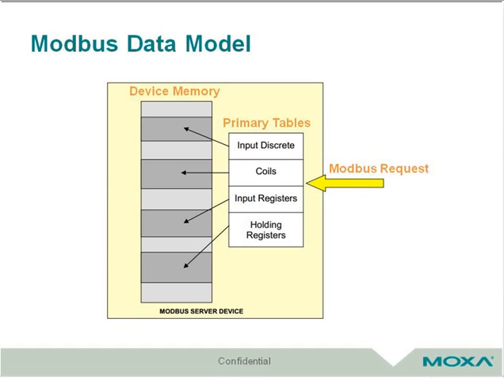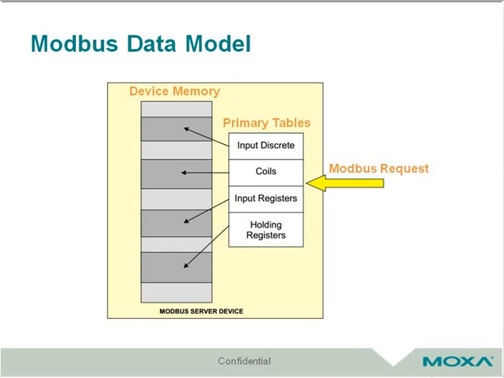When a Modbus request is received by a Modbus slave device, how does it respond, and how does it read from or write to its internal memory? The Modbus slave will check the function code first.